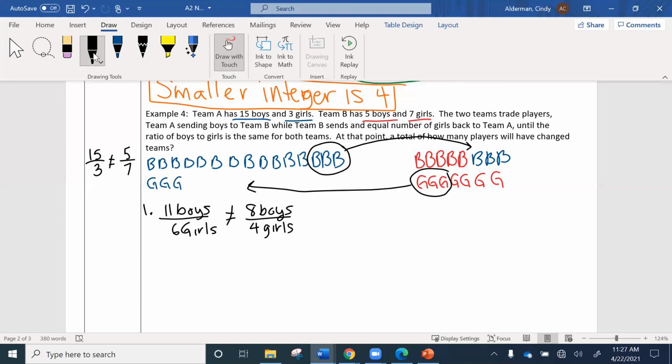Did we count that right? No, this should be 12. So, yeah, I just counted that wrong. So, sorry, not 17, 15 minus 3 boys would give you 12 boys. And in this case, I just kind of guessed at what to do, right? But right away, I did get the right ratio, right? 12 over 6 is equal to 2. And 8 over 4 is also equal to 2.